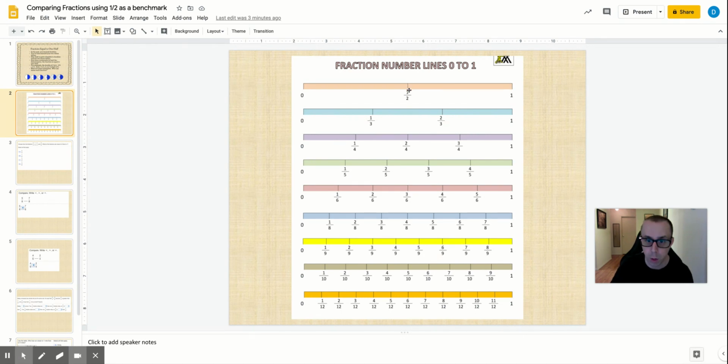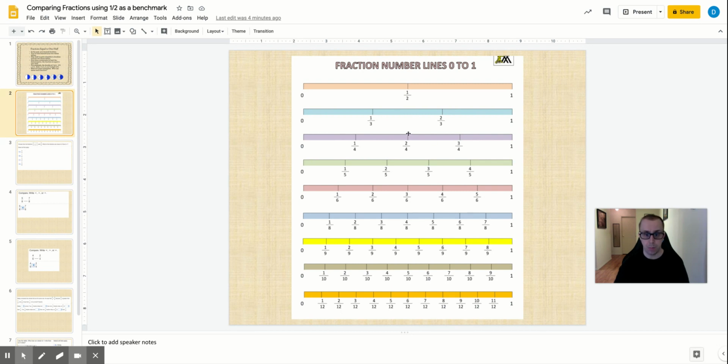So here we have 1/2. The next fraction equal to 1/2, if you watch me pull my cursor down, is 2/4. Because 2/4 is equal to 1/2, we know that 1/4 is less than 1/2. We know that 1/4 is closer to 0 than 3/4, because 3/4 is closer to 1. So we know 1/4 is less than 1/2, and we know that 3/4 is more than 1/2.